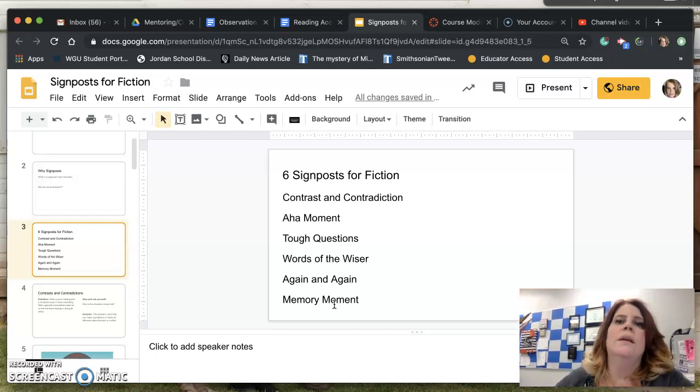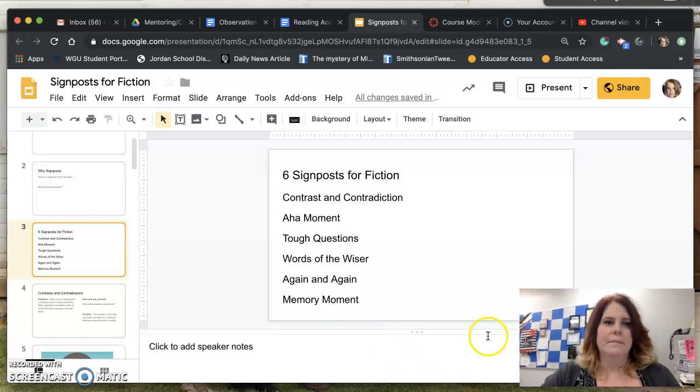You can totally put, I think this is a signpost. I think this is an again and again, or I think this is a memory moment, but I don't know what it means. It's okay that you don't know what it means at the beginning of the novel because you don't have enough context to be able to explain why it's happening. Does that make sense? Okay. All right. So that's it for today.